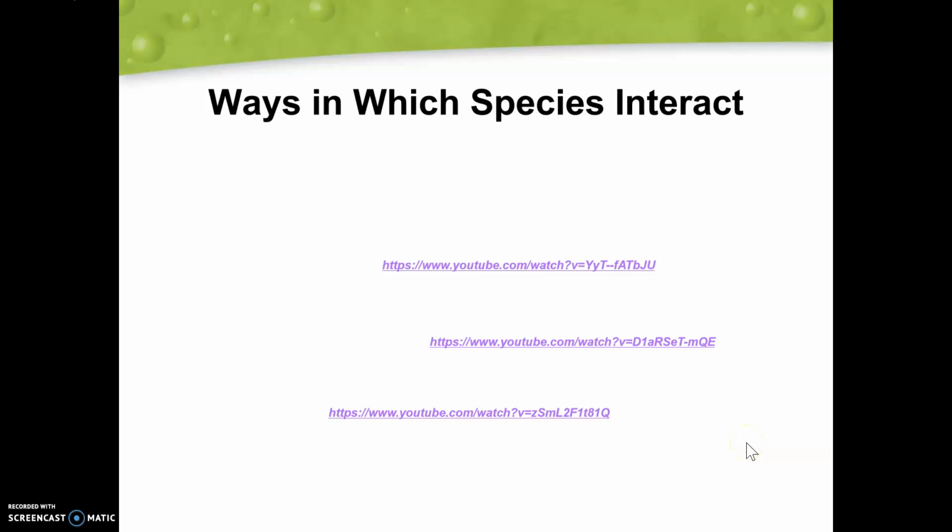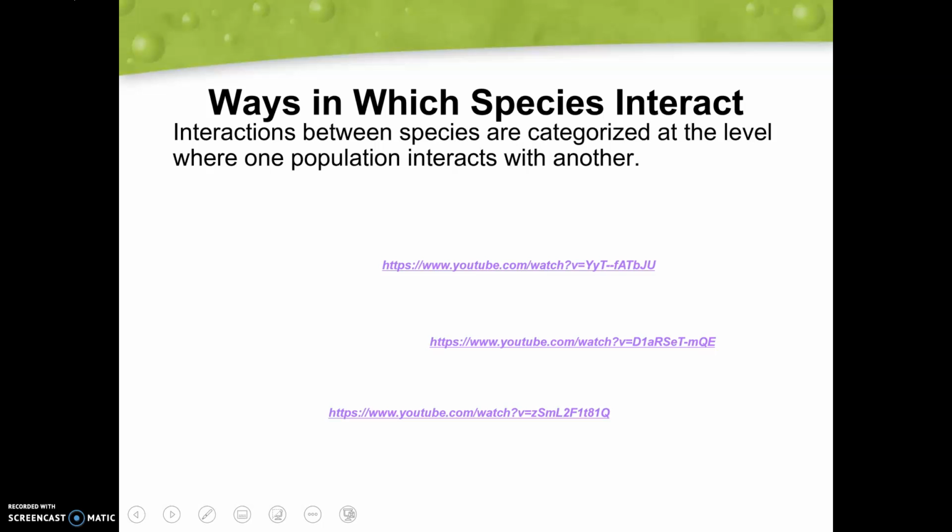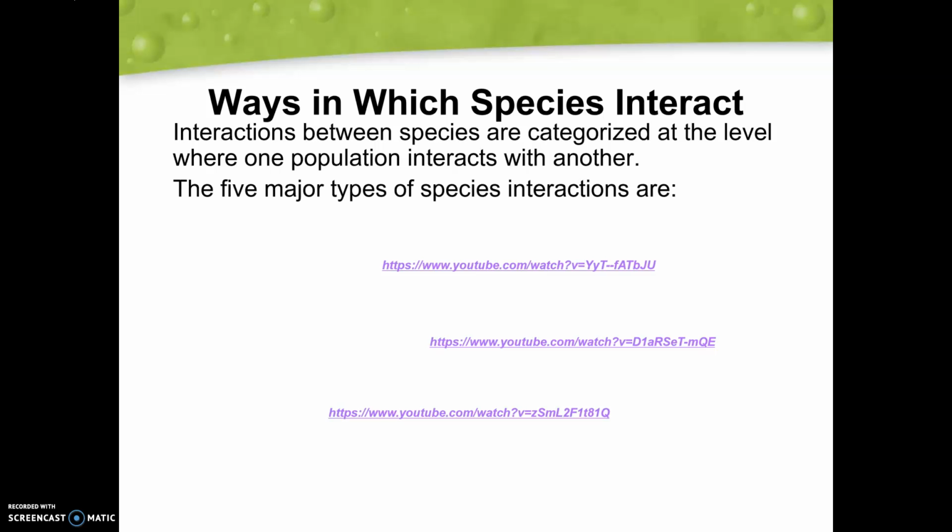Hi everyone, so today we're going to talk about some different species interactions, so how they interact with each other. Interactions between species are categorized at a level where one population is interacting with another population. So in this case, we're talking more about species to species rather than within a single species. And there are 5 major types of species interactions that we're going to be talking about.